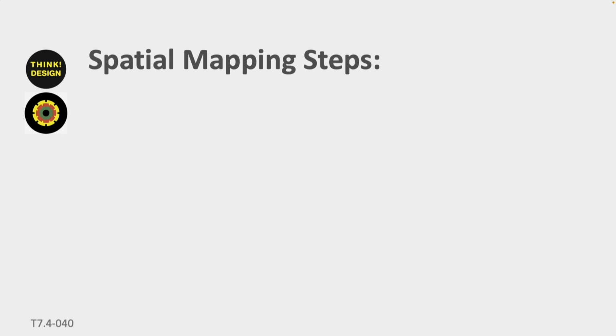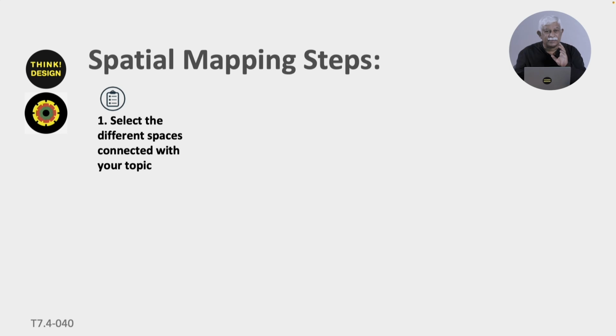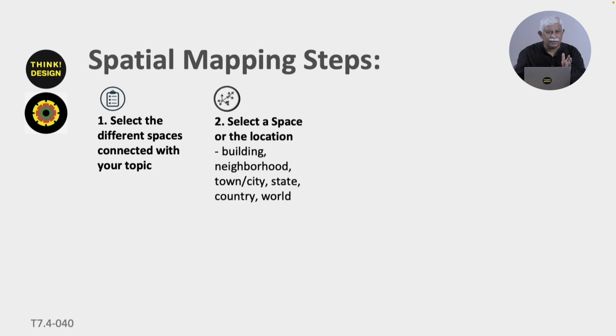Let's have a look at the spatial mapping steps. Select the different spaces connected with your topic. The spaces could be to do with your artifacts, with services, with media, with activities. Then you need to select a space or the location. It could be your building or home, your neighborhood, the town or the city, the state, country or the world itself. So, this becomes the space on which you have to map the different aspects of your topic.